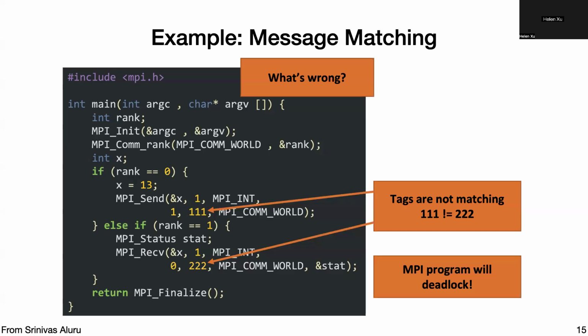So we can do an example. This is similar to what we had before, except now we just have an int x rather than a vector. And like you were mentioning, this is the tag. If they don't line up, like this is 111 and this is 222, then this will never finish, because the send is waiting for a corresponding receive and the receive is waiting for a corresponding send, but they don't line up.